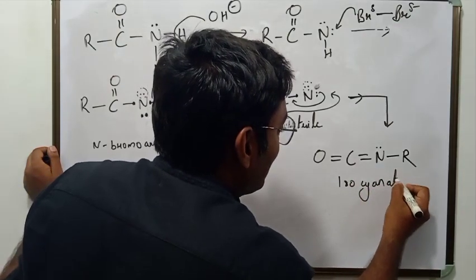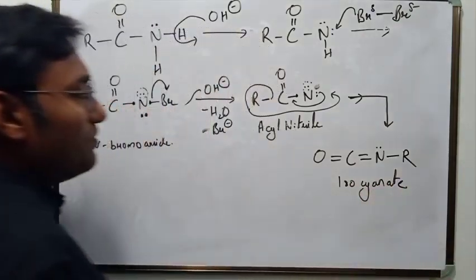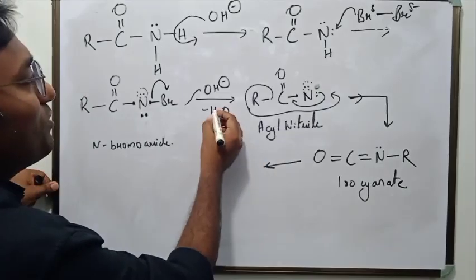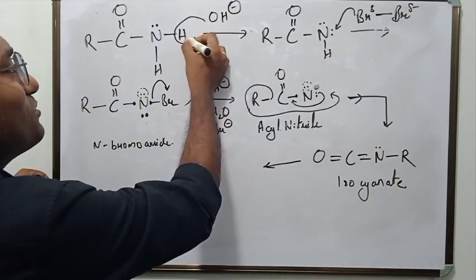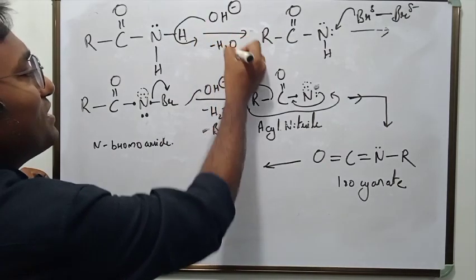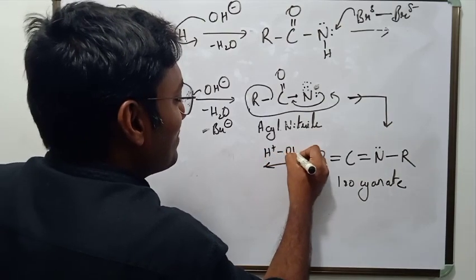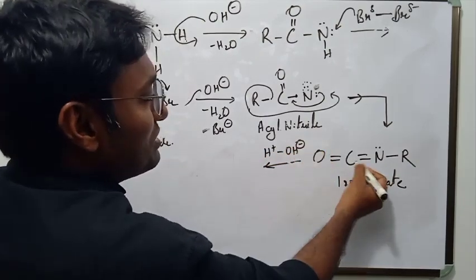So we have completed 3 steps, dear students. Now if you can see, a lot of water is being formed. Here also water was formed. Here also H2O was formed. So a lot of water is formed. So now it will be H plus OH minus. Here also the situation is a little bit different.